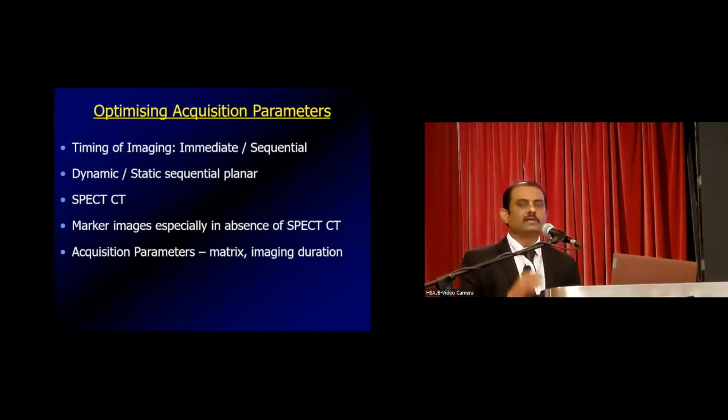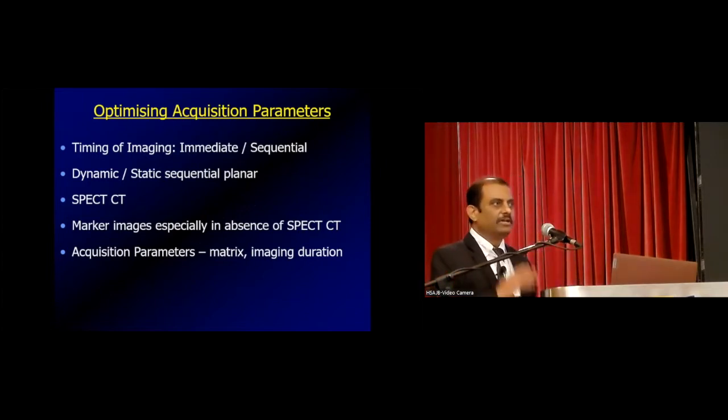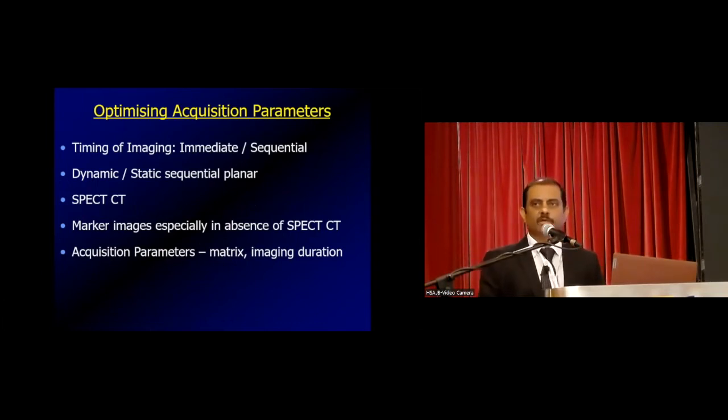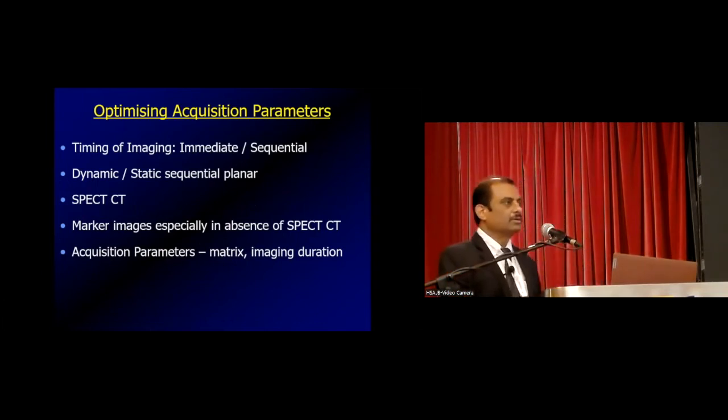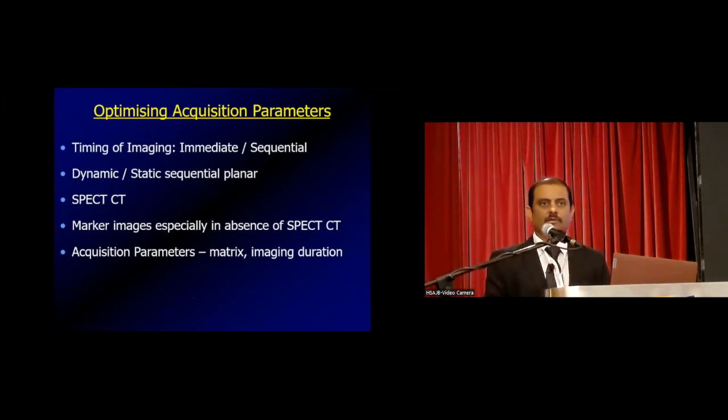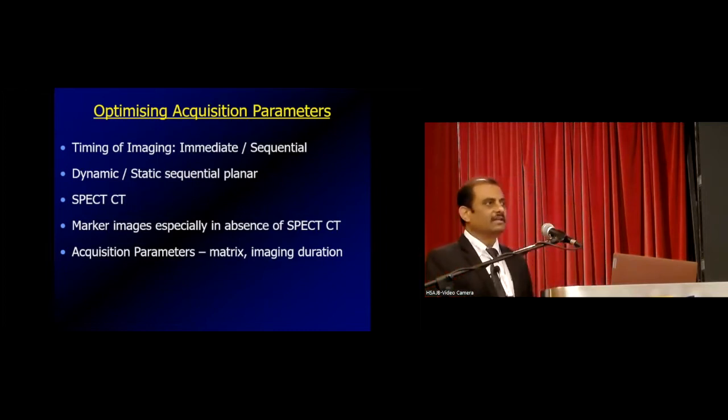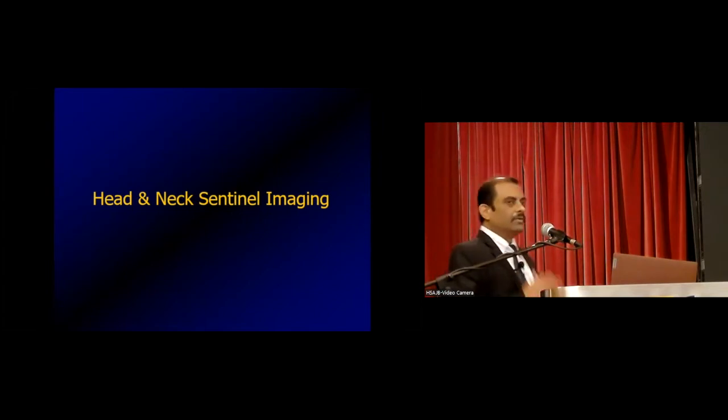We need to optimize the acquisition parameters. We should know when to do the imaging, what type of imaging we are going to do, whether we are going to do a planar imaging or are we going to do a dynamic imaging, or when a SPECT-CT is to be used. And if I don't have a SPECT-CT, does it mean I can't do a sentinel? Not really, still you can do the sentinel. So these are some of the things we will be discussing now. We will go individually, by individual areas.